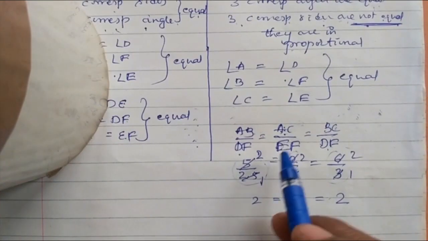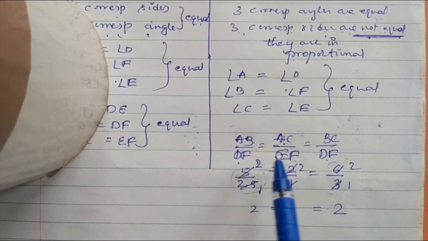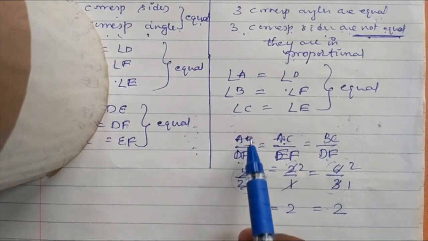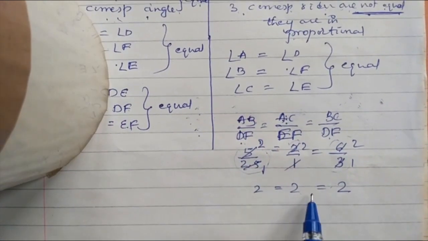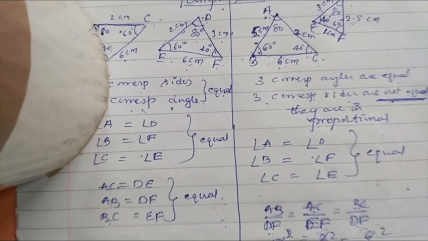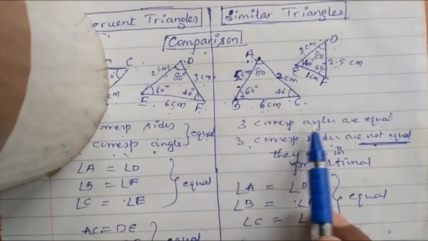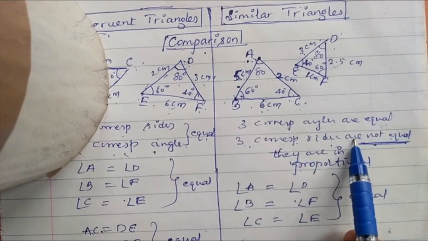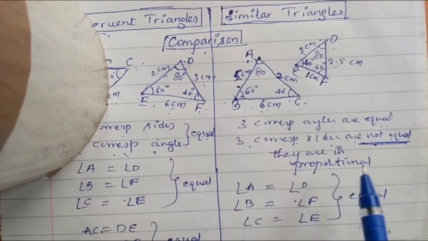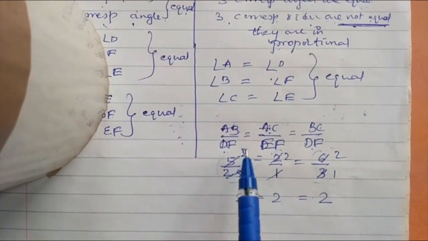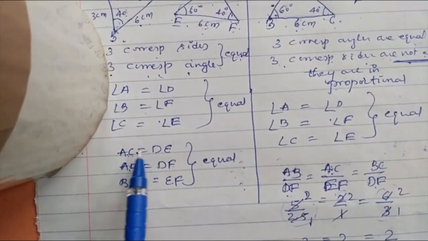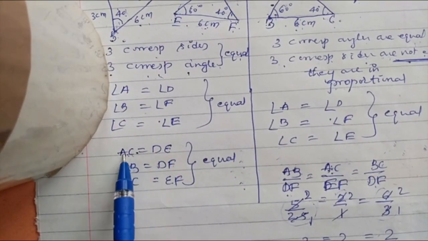So here straight away corresponding sides are not equal, but when we write the corresponding sides are in ratio, what answer we get? We are getting the equal answer. So therefore similar triangles, corresponding angles are equal, but corresponding sides are in proportion. So what is that proportion?